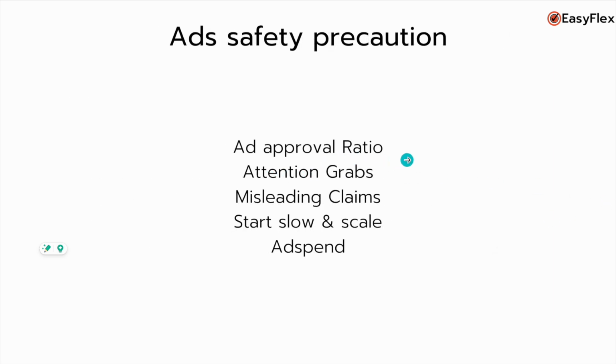In terms of ad safety precautions, I'm going to go through the ad approval ratio. So typically what we've seen through running many ads before is that the ratio of approved ads, and approved ads just means that Meta's gone through its screening process and it's given you the green light to go ahead and launch your ad. That ratio is typically 9 out of 10 approved ads.